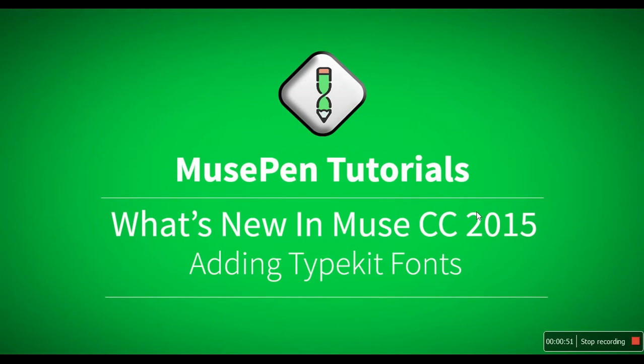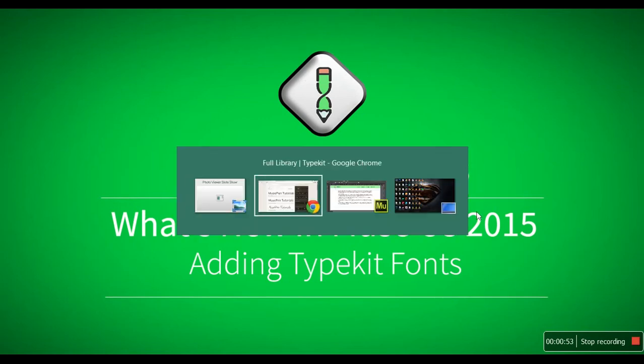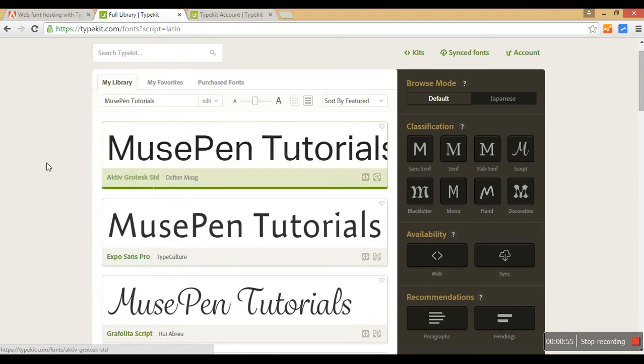So let's first of all go to Typekit.com. Let me show you what exactly that is. Typekit is a font library which provides desktop and web fonts to be used with applications. Basically, on typekit.com/fonts you get an option to sort your fonts according to your requirements.